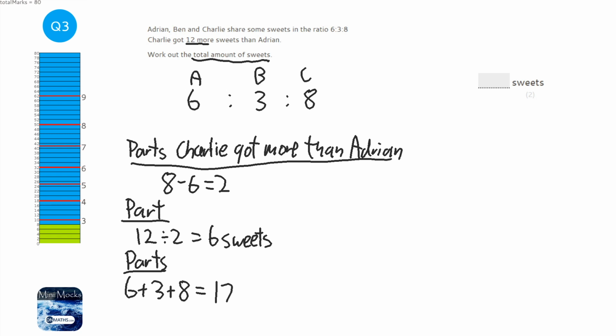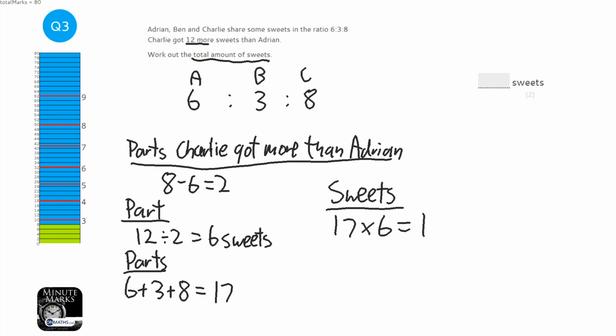Each of them is worth 6 sweets. So to work out the amount of sweets, we do 17 times 6. Now we could do 7 times 6, which is 42, 10 times 6, which is 60. So add the two together, it's 102. So there are 102 sweets altogether.